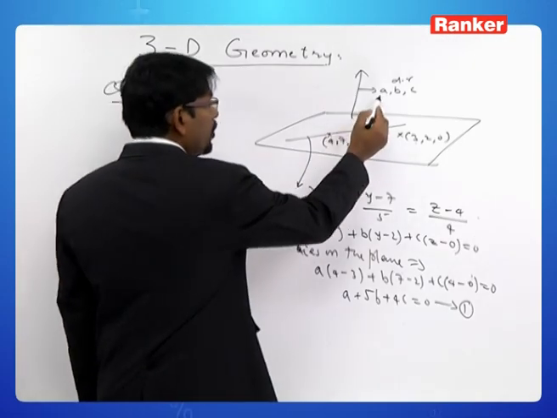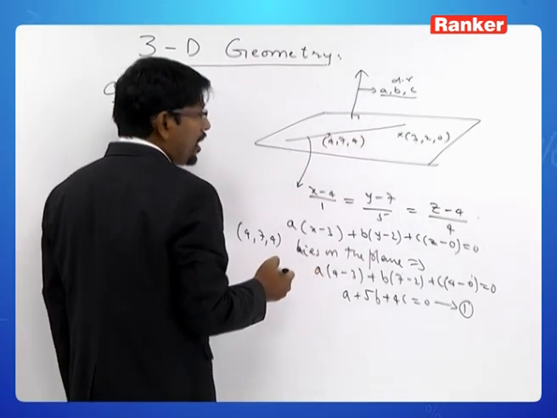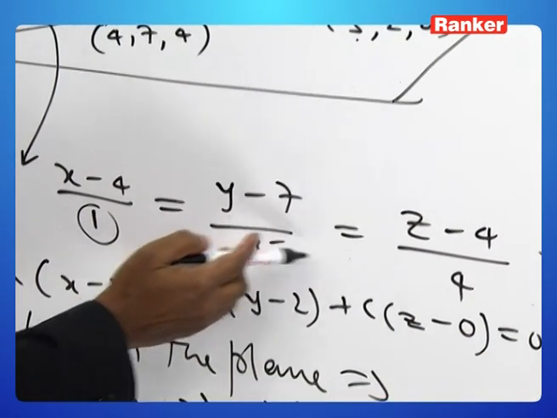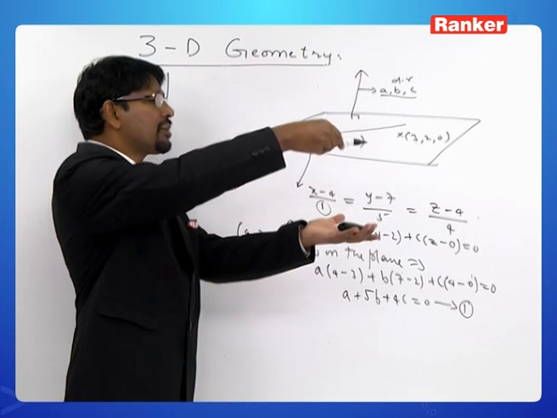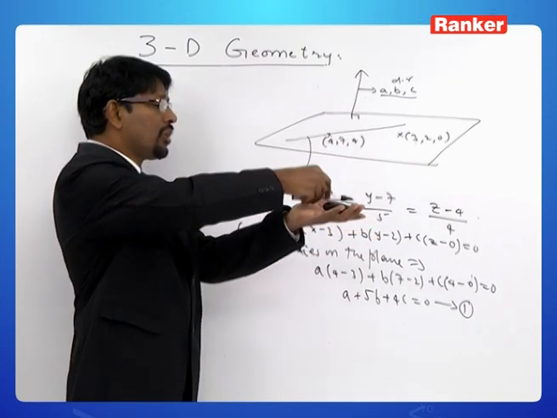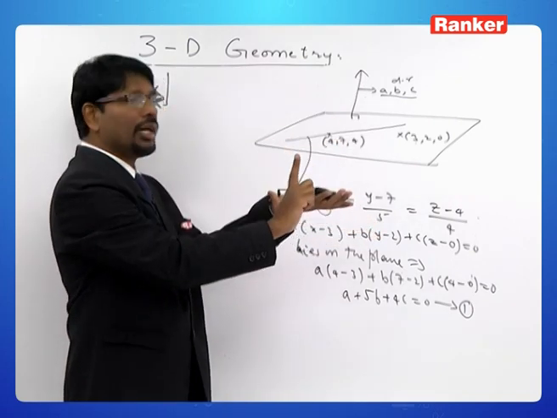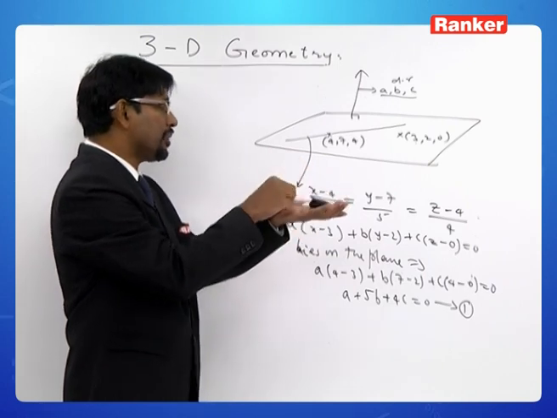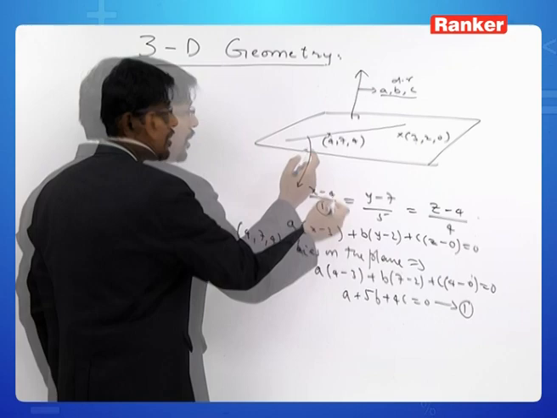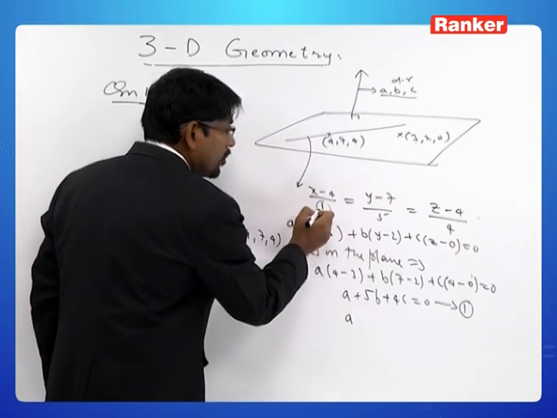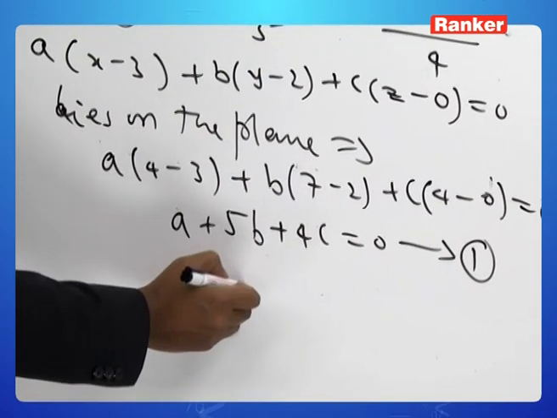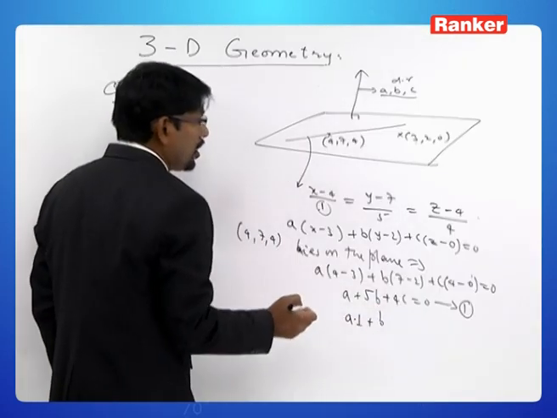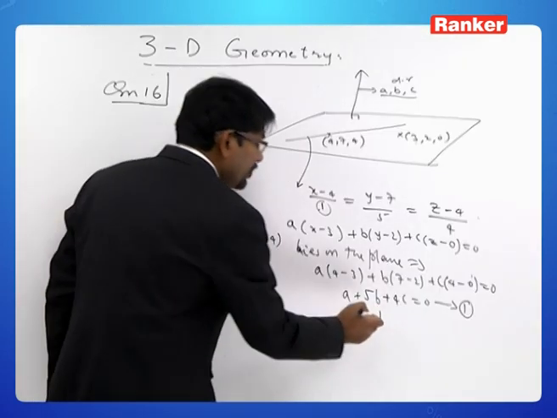One more equation in a, b, c we can frame is: the DRs of this line are 1, 5, 4. So, the plane is like this and the line is like this, line is on the plane. So, the normal is like this, and the normal has to be perpendicular to this line, which means that a into 1 plus b into 5 plus c into 4 is 0.